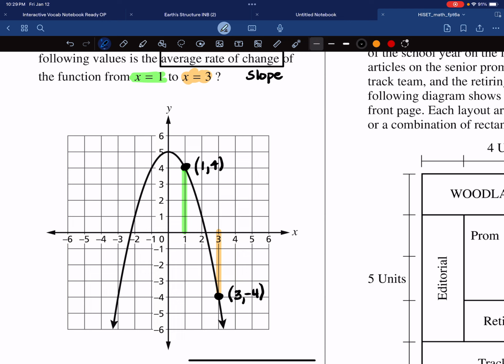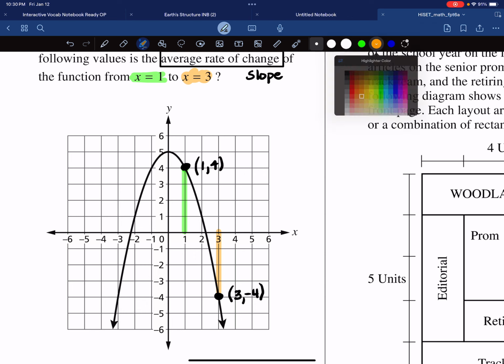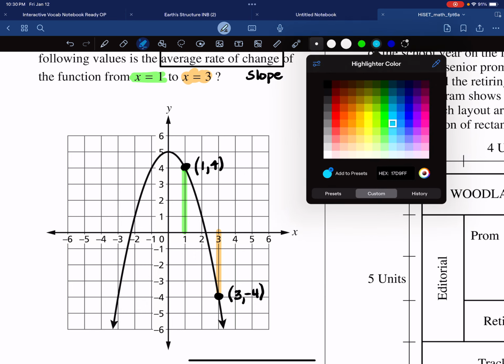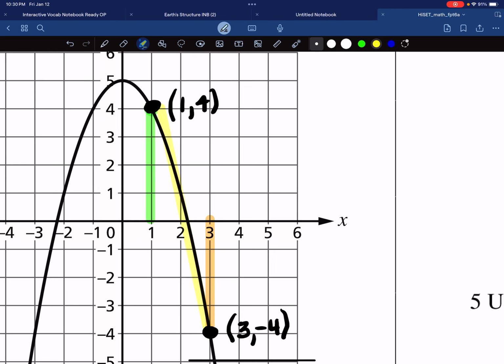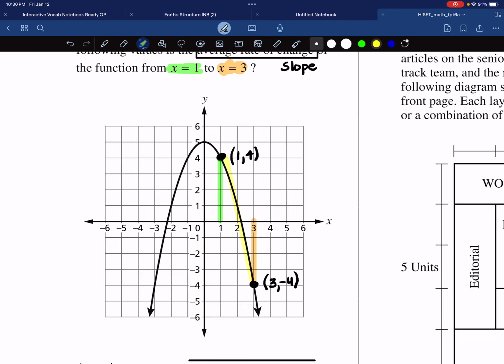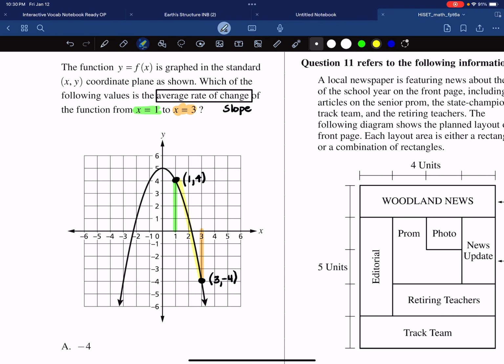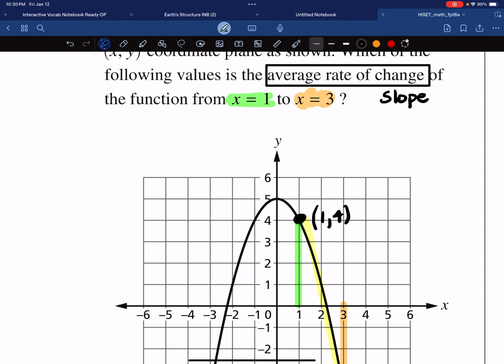So we're looking at that section of graph. Let me just mark that off with a color. Let's do yellow. We're looking at that section of graph between those points, that yellow section right there. So we need to find the slope of this graph between those points. So I'm going to use the slope formula, which is rise over run, or change in y over change in x. So y sub 2 minus y sub 1, over x sub 2 minus x sub 1.